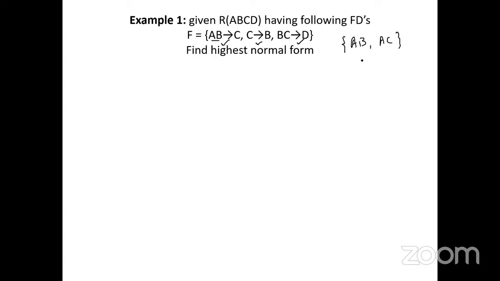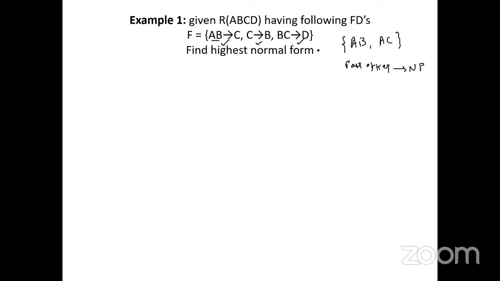Partial dependency says that if any part of the key determines the non-prime, it is partial. If any part of key determines the non-prime, then it is partial. So we have BC gives D. So the meaning of that is BC derives D. When you do BC plus, D will be part of the result.